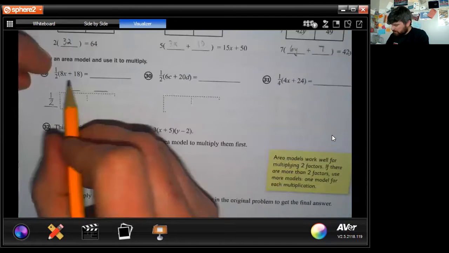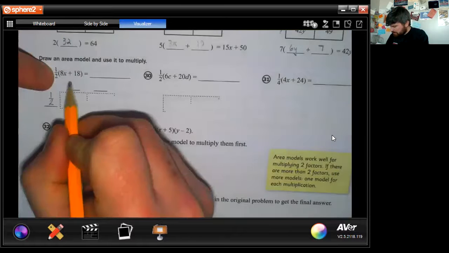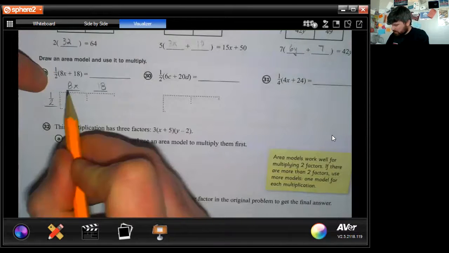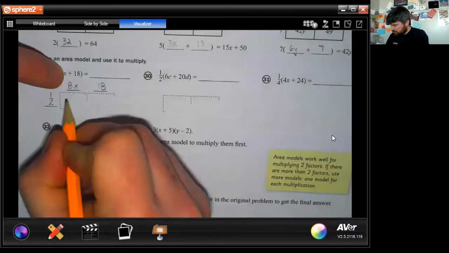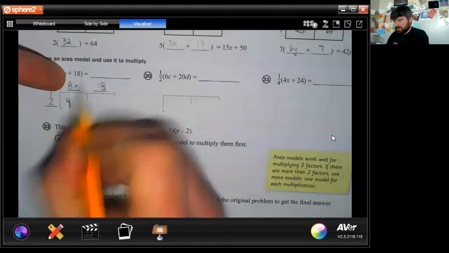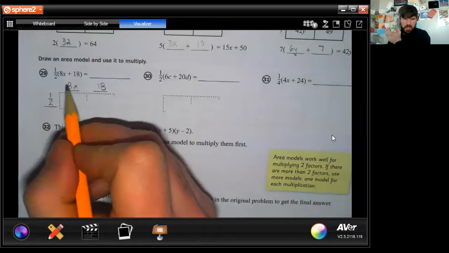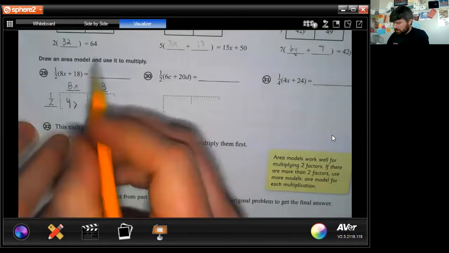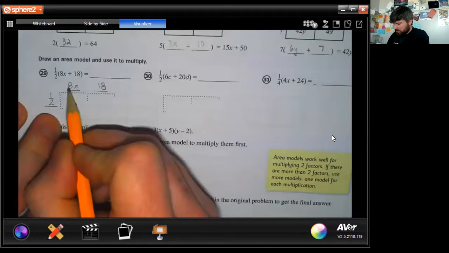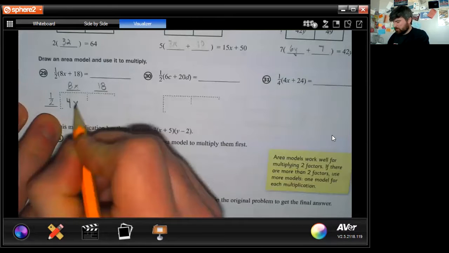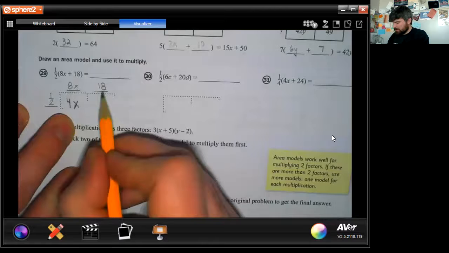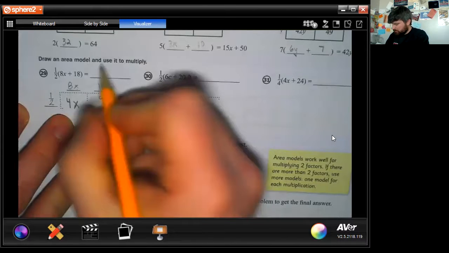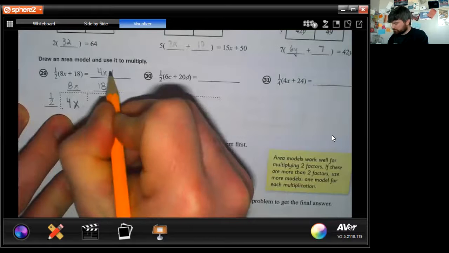So when I do this area model, I have 8x plus 18. So I need half of 8x. Well, half of 8 is 4, and I don't take half of x and draw something like that. I don't do that. x was just the label on 8, so x is still going to be the label on 4. 18 times a half is 18 divided by 2, which is 9. So you have 4x plus 9.